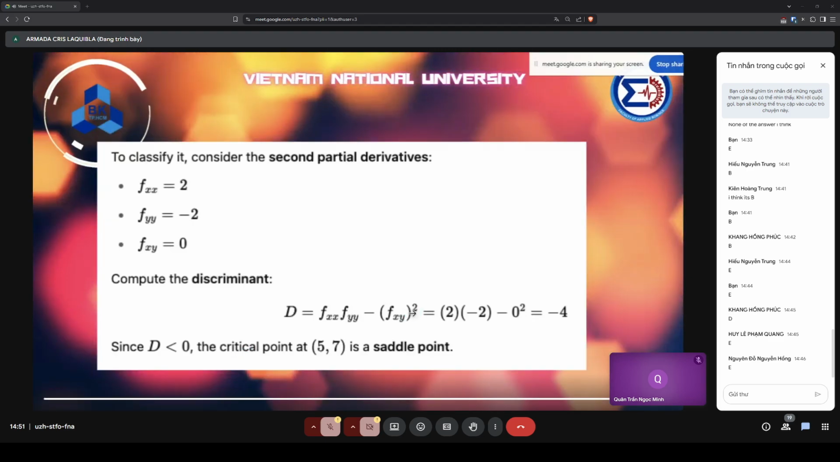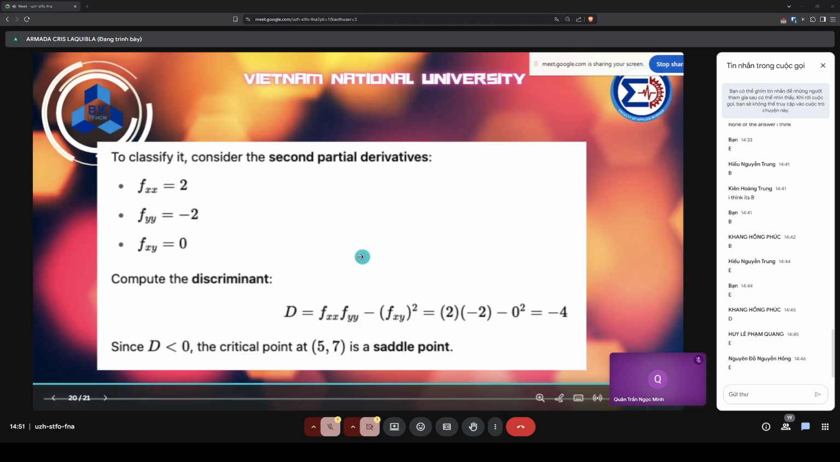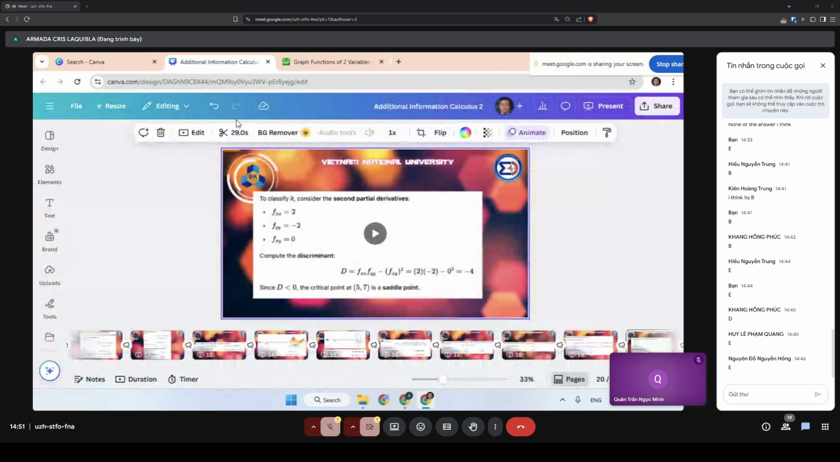The point looks like that, right? And then there are parts of the graph there at the lower part. And that's it. The answer there is letter E.